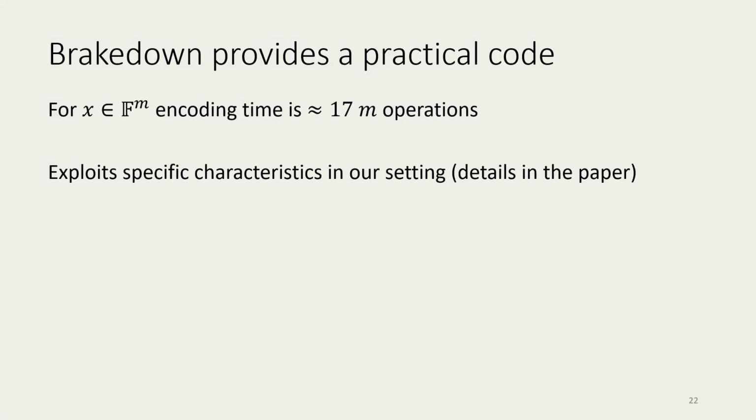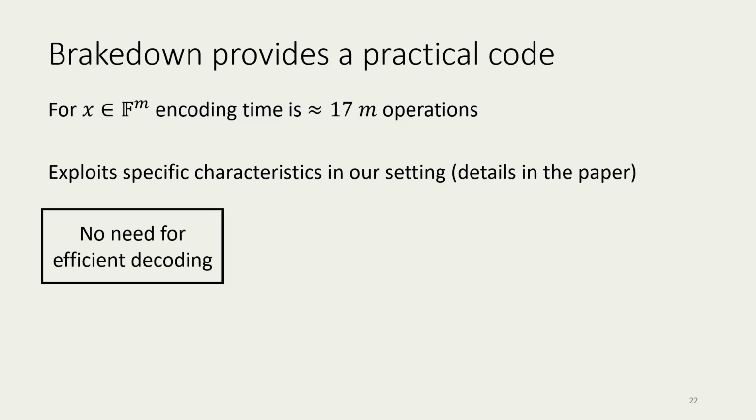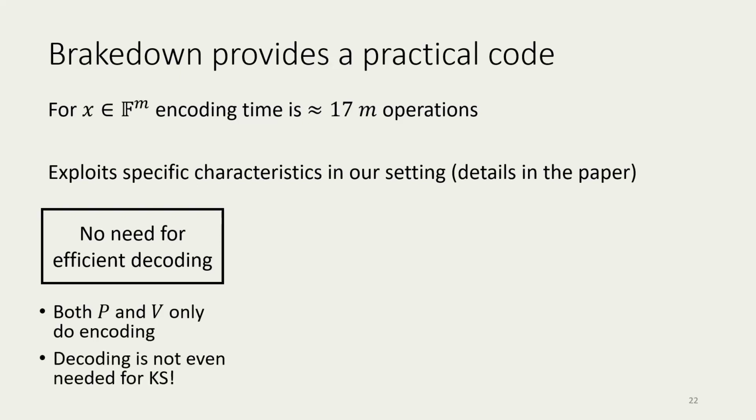And to achieve this result, we exploit specific characteristics that arise in our setting. For example, in our particular setting, there's no need for efficient decoding. Both the prover and the verifier run only the encoding procedure. It turns out that decoding is not even necessary for establishing knowledge soundness.